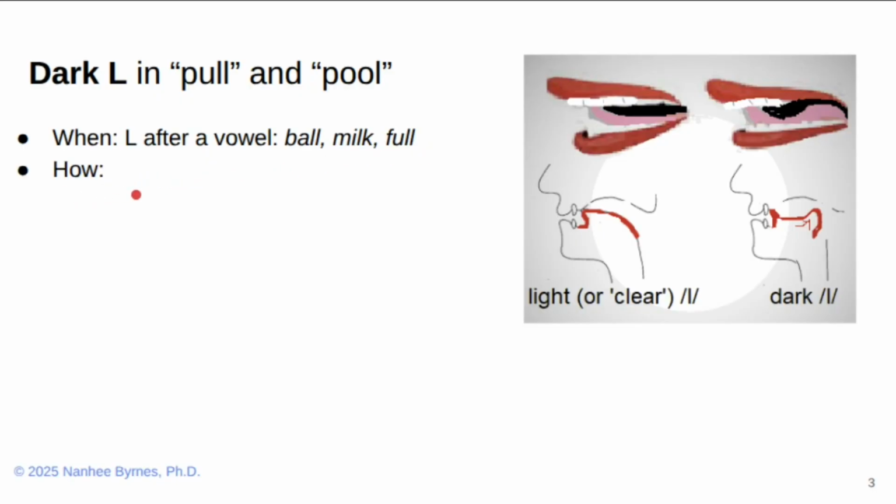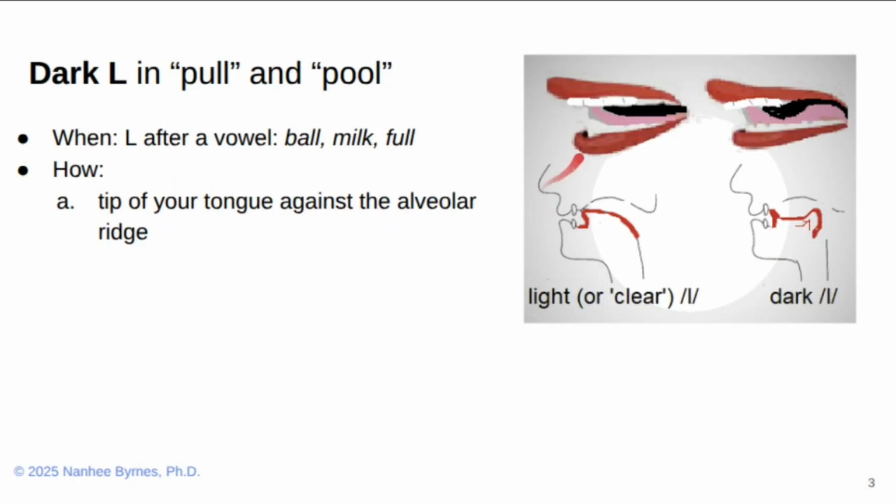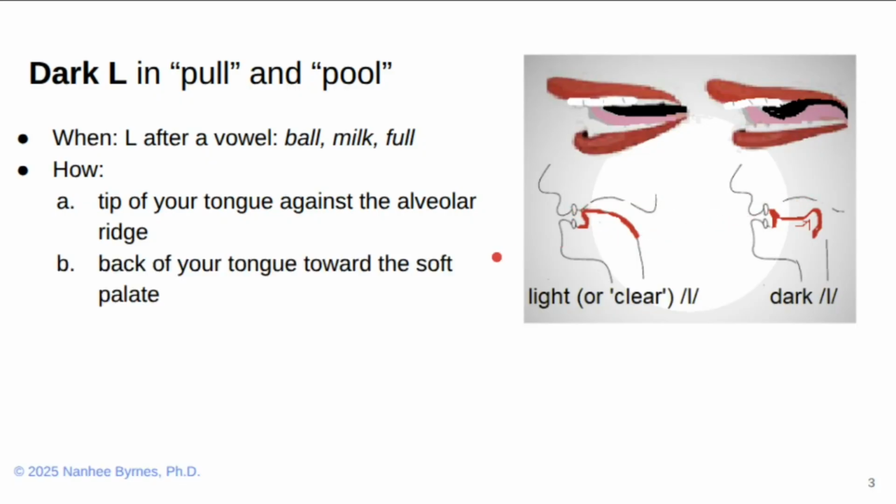First, place the tip of your tongue lightly against the alveolar ridge, just as you would for a normal L, often called light L. At the same time, raise the back of your tongue toward the soft palate. The result is that the L has a schwa-like quality. It feels almost as if you are saying, ooh.